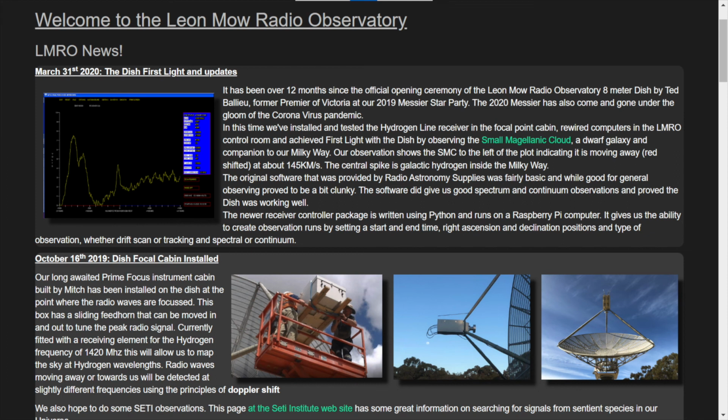Data and observations can be downloaded from a number of radio observatories around the world. Data from the Leon Moe Radio Observatory, owned and operated by the Astronomical Society of Victoria, can be streamed from their Dark Sky site outside Melbourne.